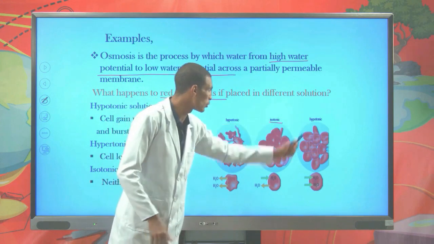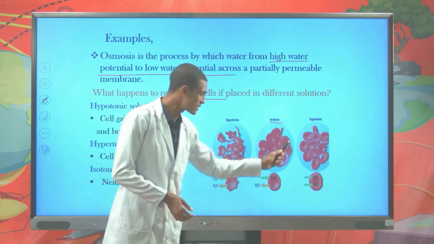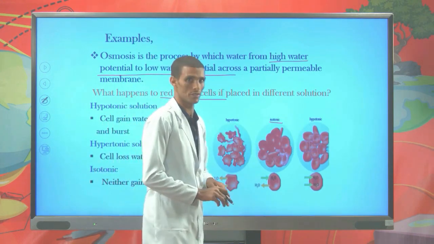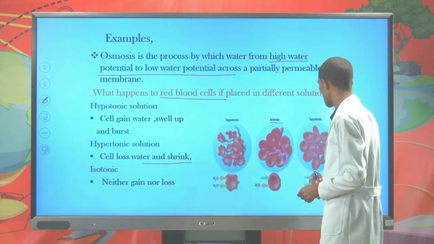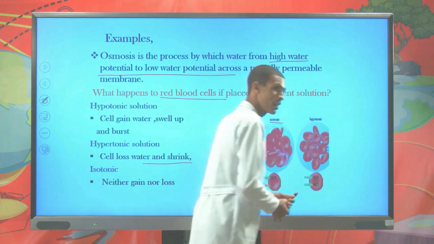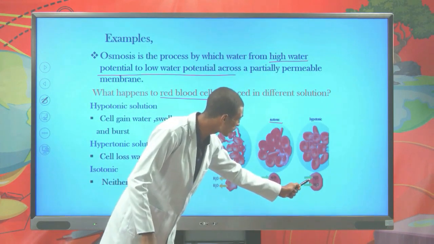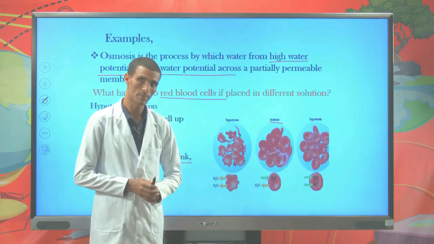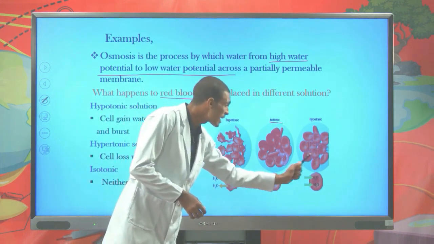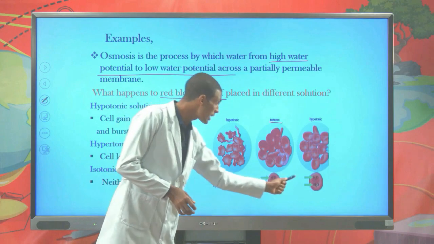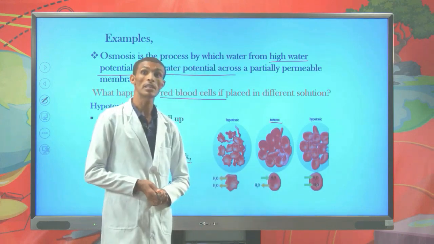But under hypotonic conditions, if we place a cell in a hypotonic solution, the water in the environment is greater than the water in the cell. As a result, water prefers to enter the cell. Students, obviously, the animal cell lacks a cell wall. When water enters the cell, there is turgid pressure.